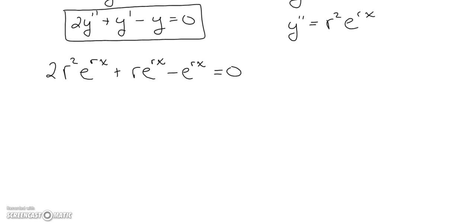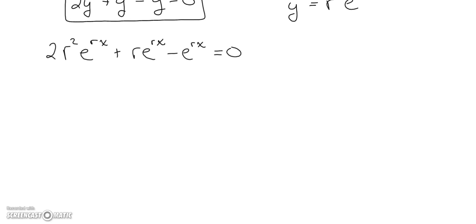Well, essentially, we need to take this equation right here and solve it for r. To solve it for r, we should see something in common. They all have e to the rx in them, so I'm going to factor out e to the rx, and I'm going to be left with 2r squared plus r minus 1 equals 0. Do we think we can solve this for r?